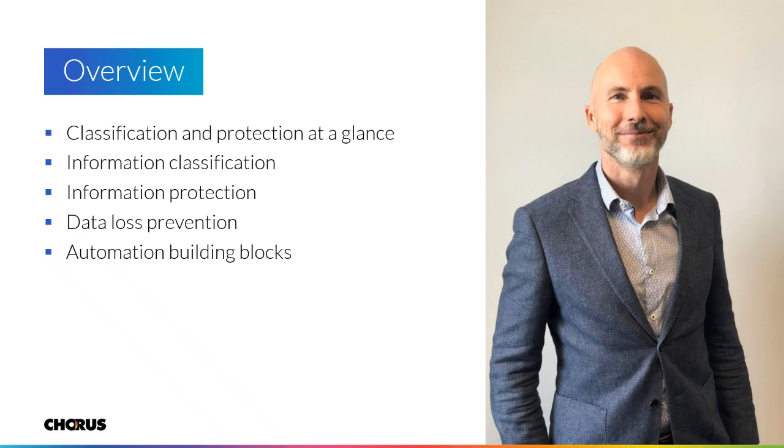So the plan for today, I will very quickly set the scene, classification and protection at a glance. Then we'll look at the three key areas. We'll look at information classification, information protection, and data loss prevention. If we've got time at the end, I'll take a closer look at some of the building blocks as well, the automation building blocks that glue all of this together.